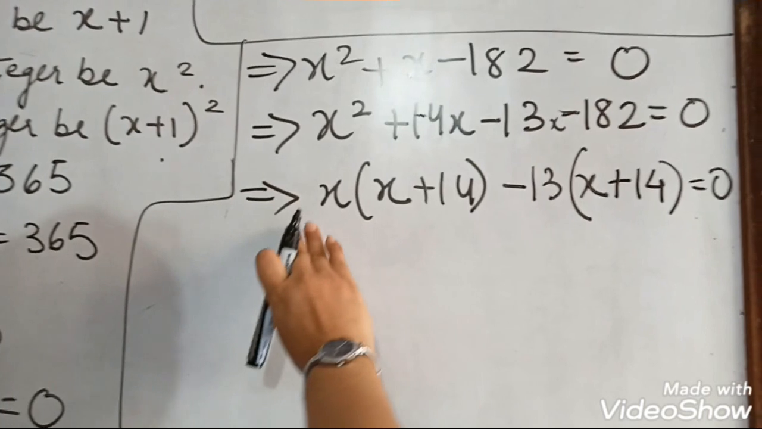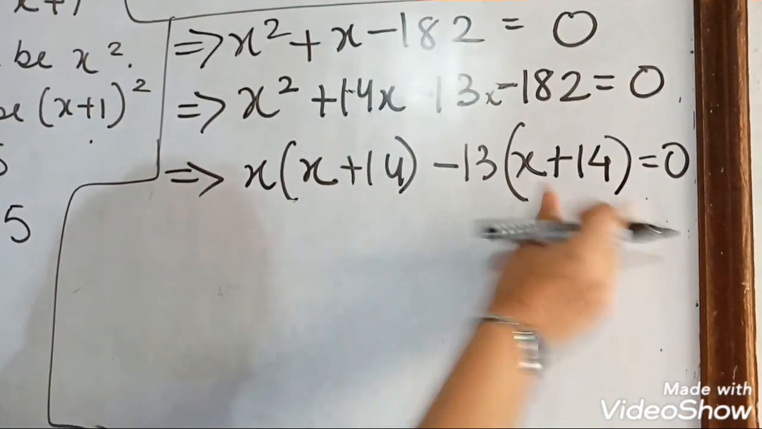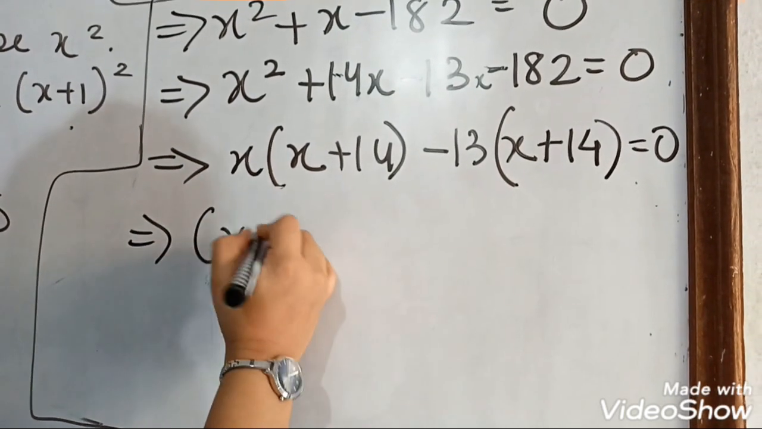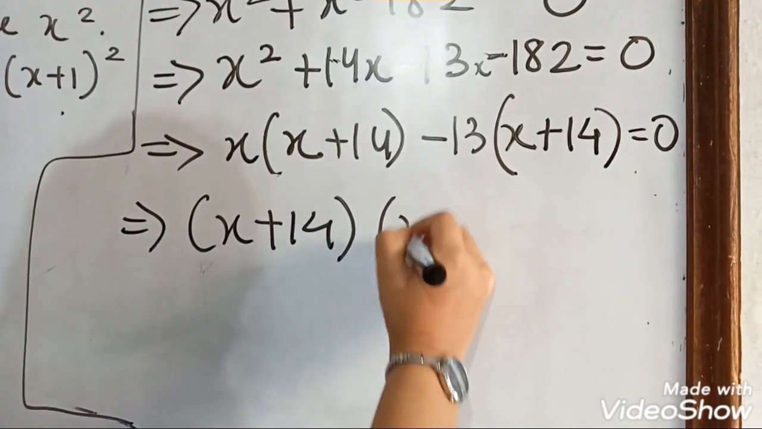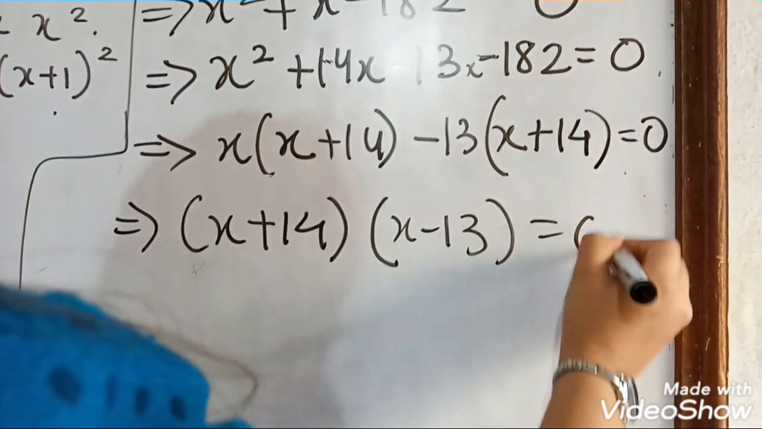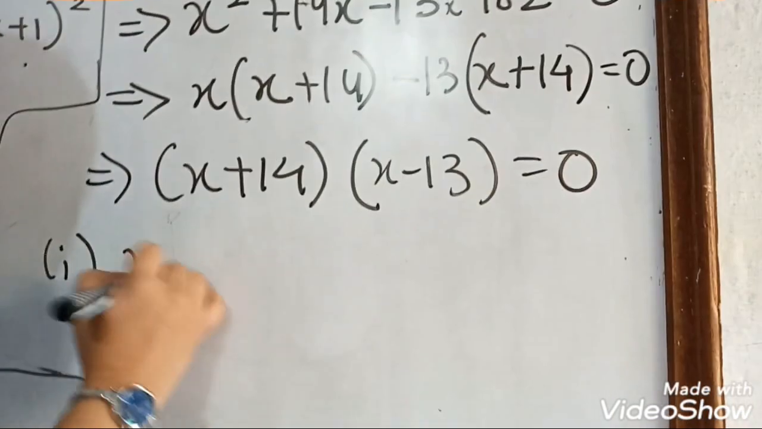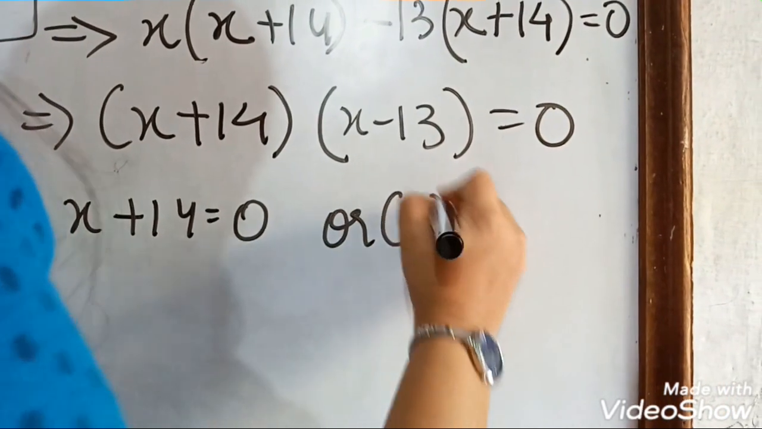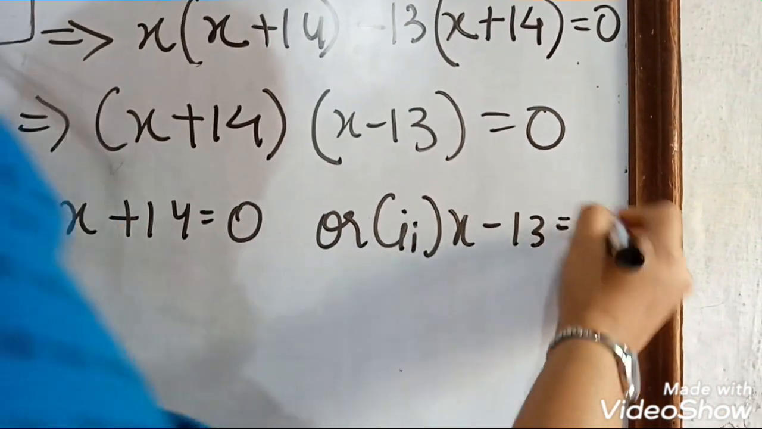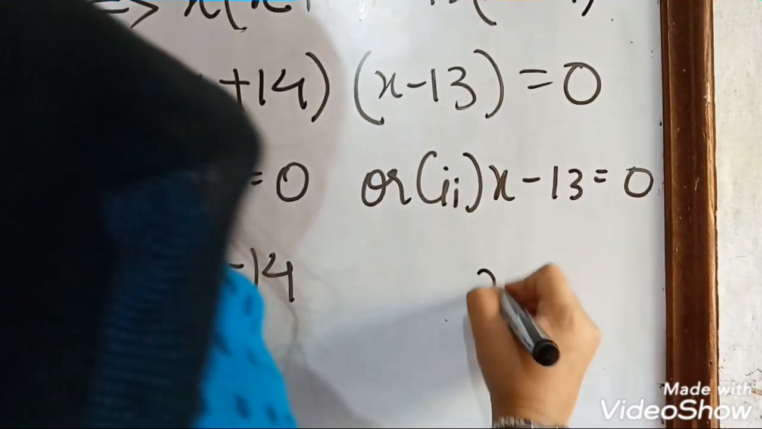So over here then again we are going to take common from this equation. What is common? X plus 14 is common. So in one bracket it will be x plus 14 multiplied by what are we left with? X minus 13 is equals to 0. So over here there will be two roots of the equation. The first will be either x plus 14 is equals to 0 or it will be x minus 13 is equals to 0. This will be x equals to minus 14 and this will be x equals to plus 13.